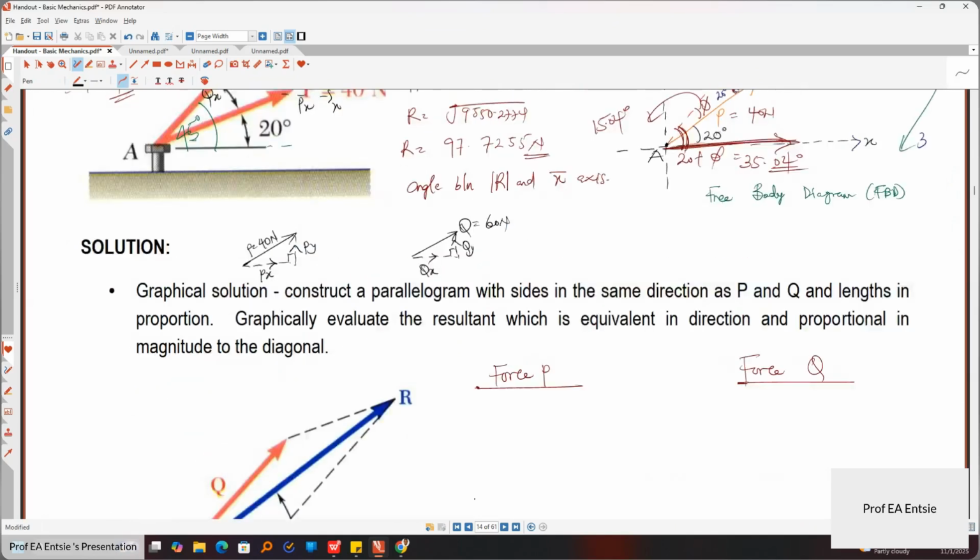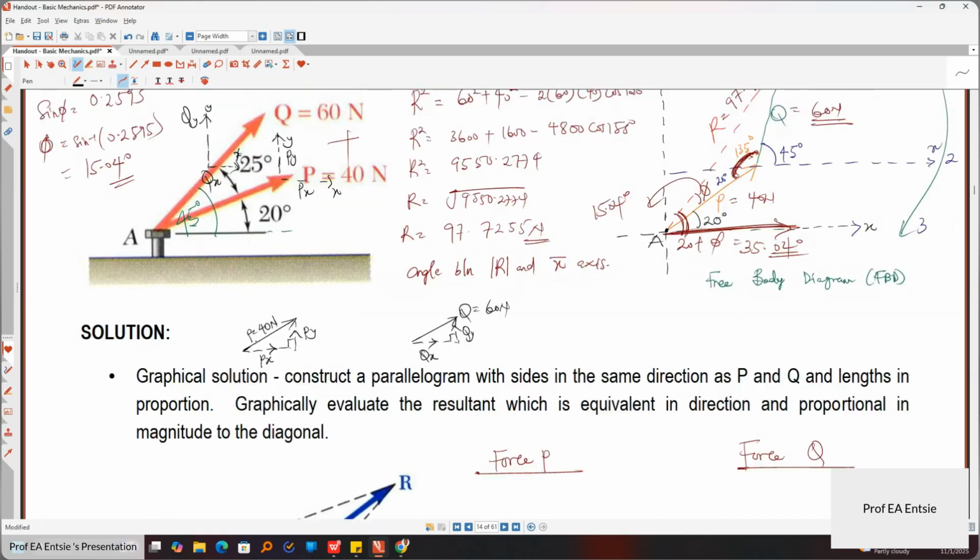So if we do that, it means Px is going right. And you can see from elementary school, if X is going right, it's positive. Y going up is positive. X going left is negative. Y going down is negative. So whenever we have a component on the X axis going to the right, it's positive. In our case, Px and Qx are moving towards the right, so they are all positive.